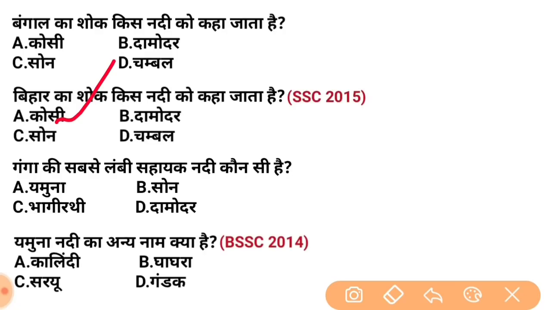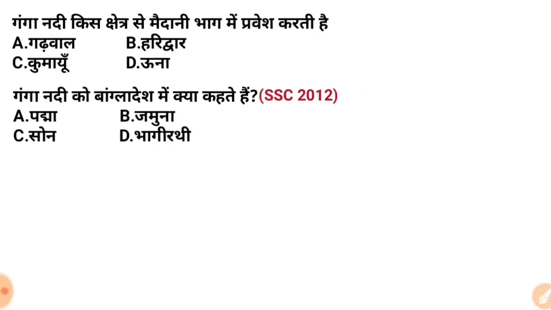The next question is which is the longest tributary of Ganga? So this was Yamuna, and if we talk about the longest tributary of Yamuna, then it was Chambal. The next question is what is the other name of Yamuna River? We had seen earlier that the river called Kalindi was Yamuna. Similarly, another name of Yamuna River is Kalindi. Let's see the next question. There are only 2 questions left.